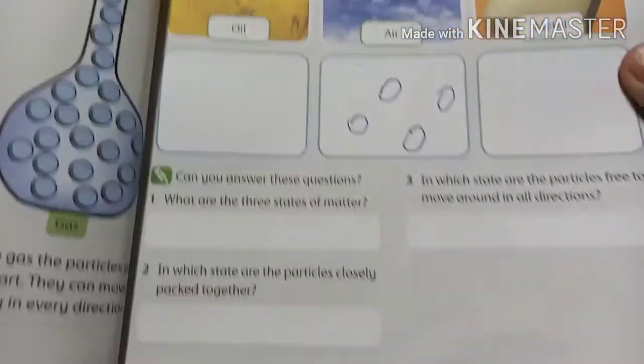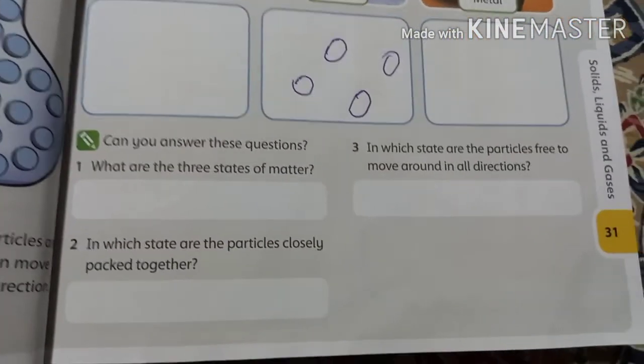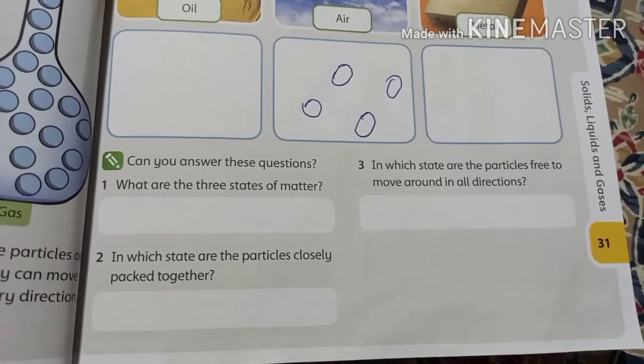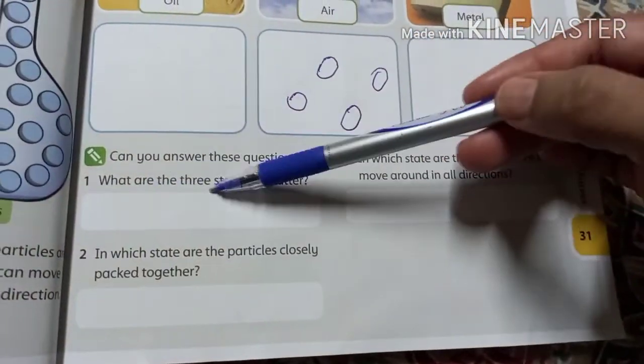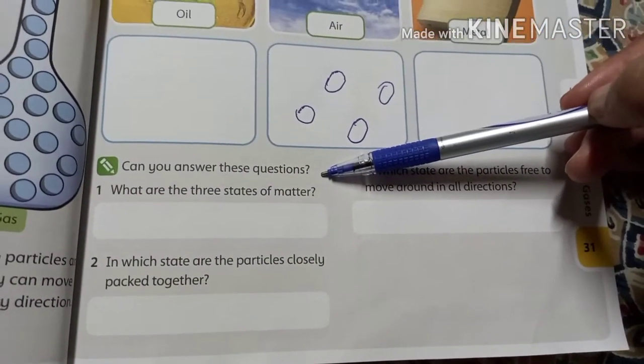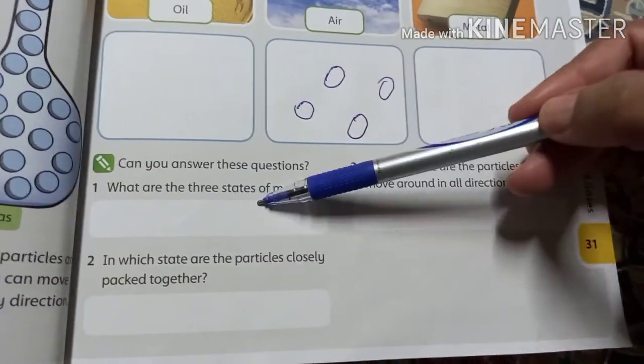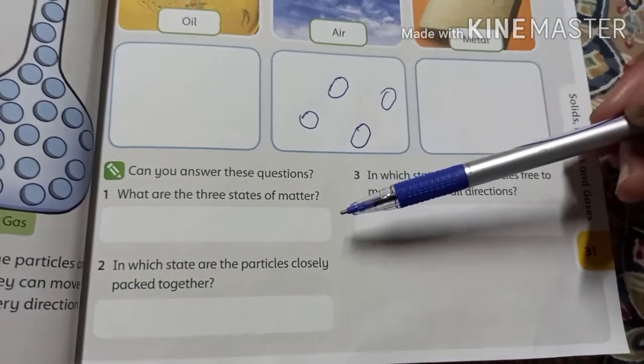Come down now. Here it's a little activity. Can you answer these questions? What are the three states of matter? It's very clear now. The three states of matter are solid, liquid, and gas.